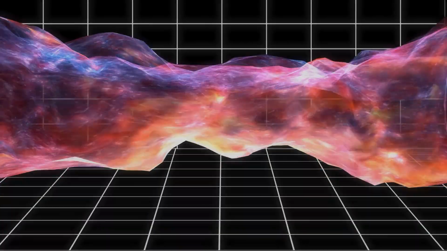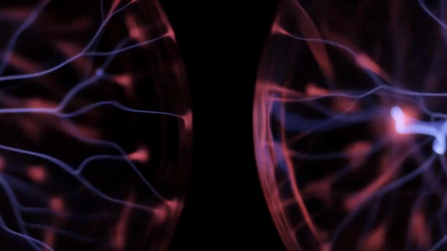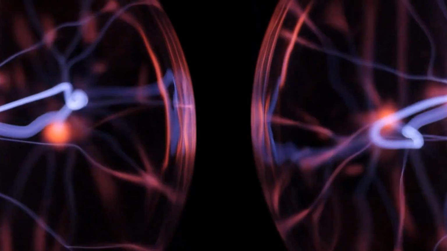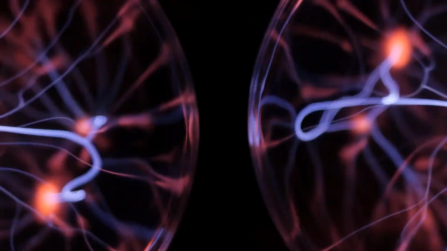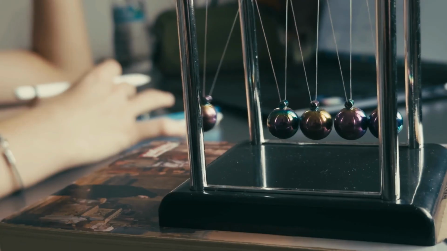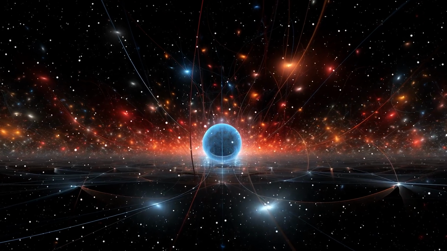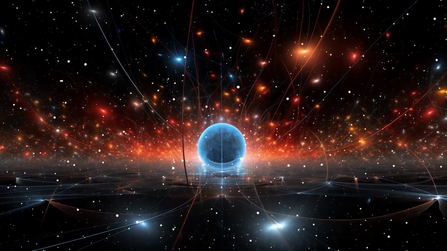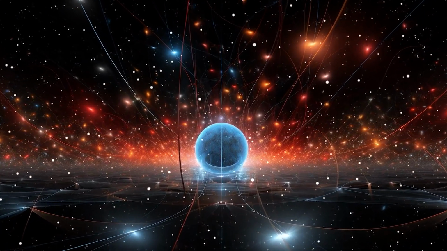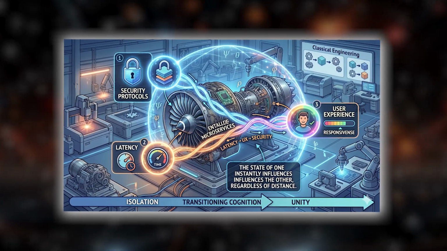One of the most profound shifts is moving from modular thinking to entangled thinking. In classical DevOps or systems engineering, we try to decouple everything. We want microservice A to be completely independent of microservice B. But in the real world, systems are entangled. Quantum entanglement means that two particles are linked such that the state of one instantly influences the state of the other, regardless of distance.